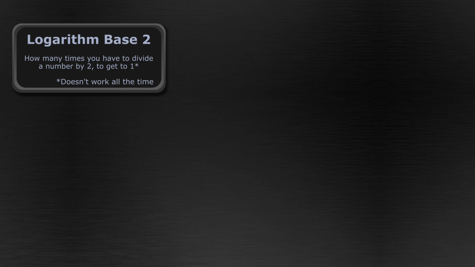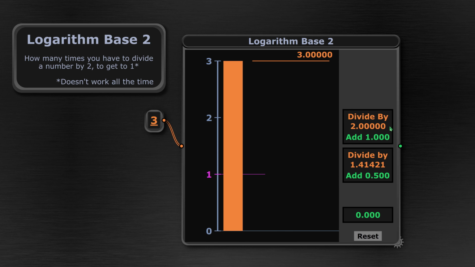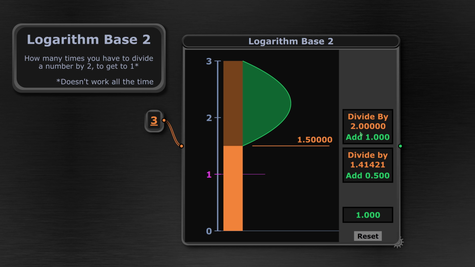To recap, the logarithm base 2 is how many times you need to divide a number by 2 to get to 1. Divide by 2. This rule doesn't do enough, so we need a new rule, a smaller jump. Half a division by 2. Divide by 1.41421, and instead of adding 1, add 1/2.